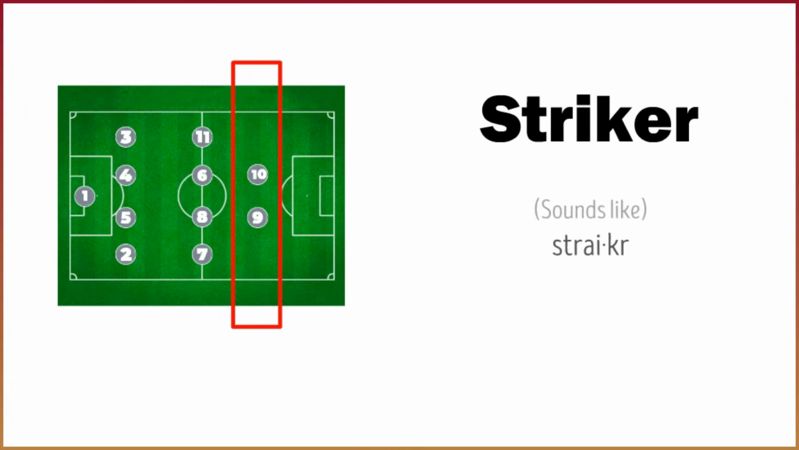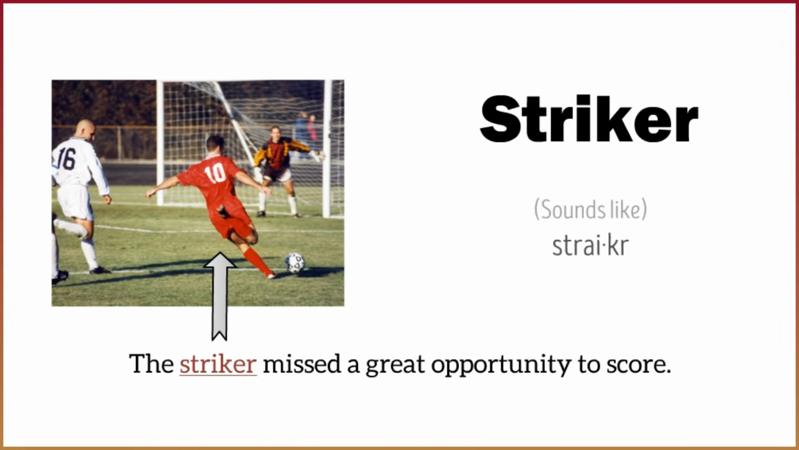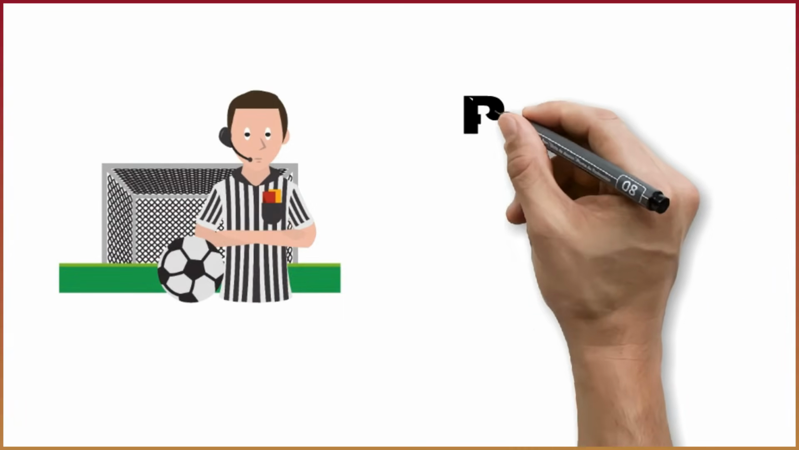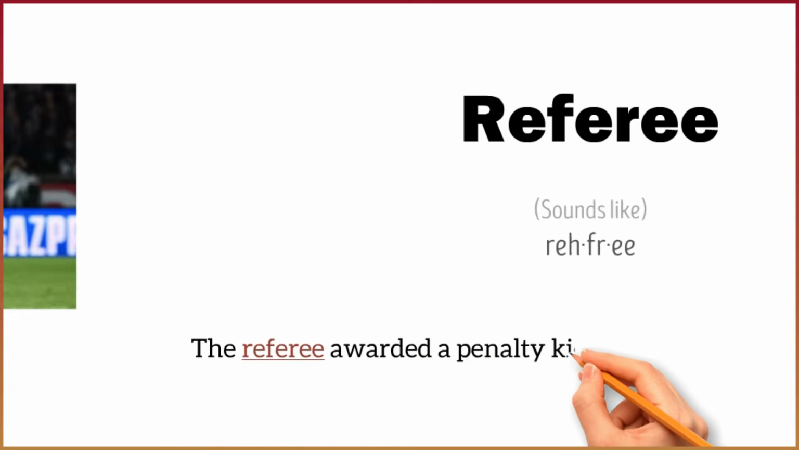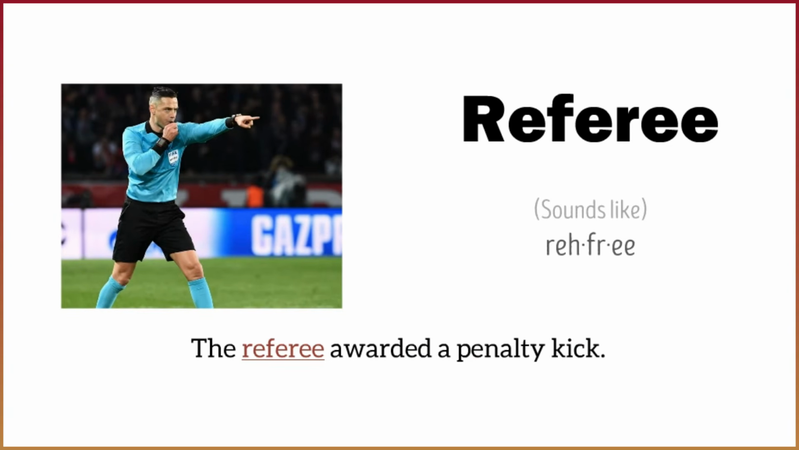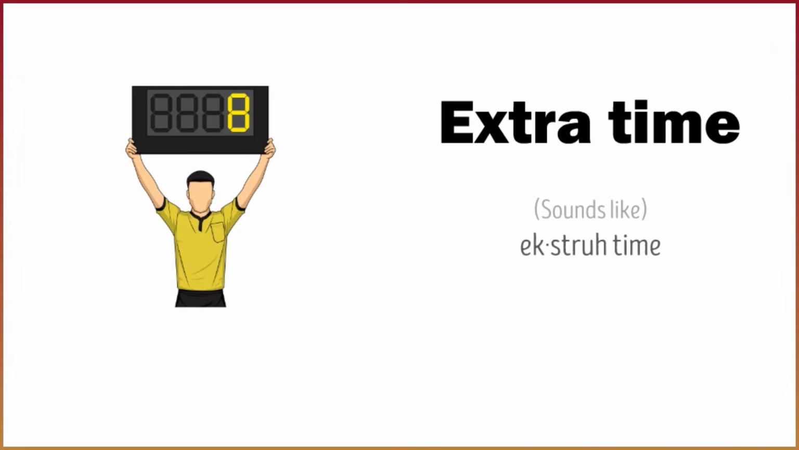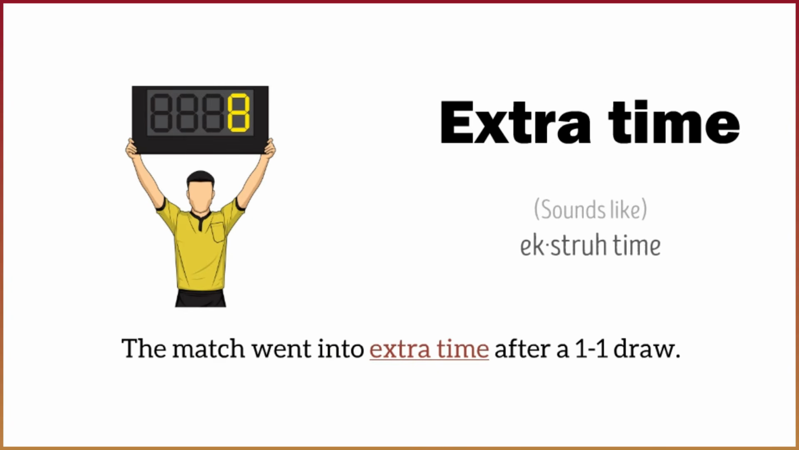Striker. The striker missed a great opportunity to score. Referee. The referee awarded a penalty kick. Extra time. The match went into extra time after a 1-1 draw.